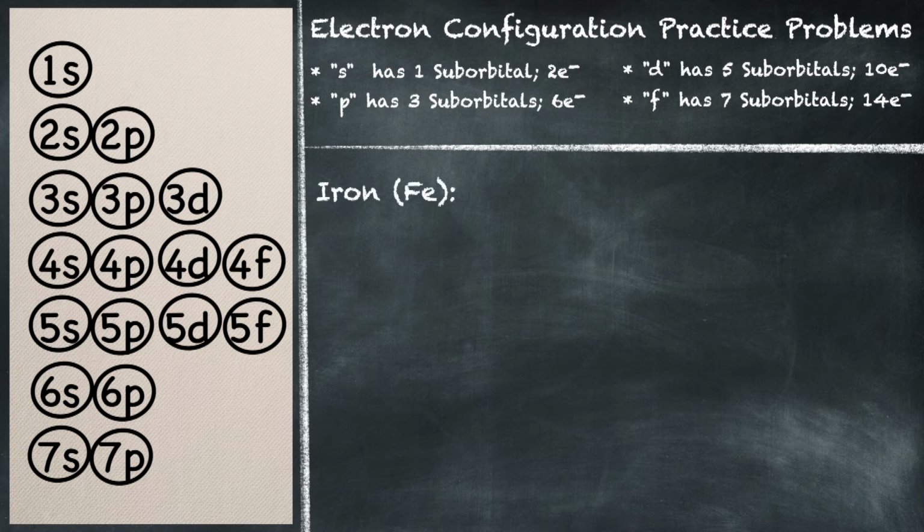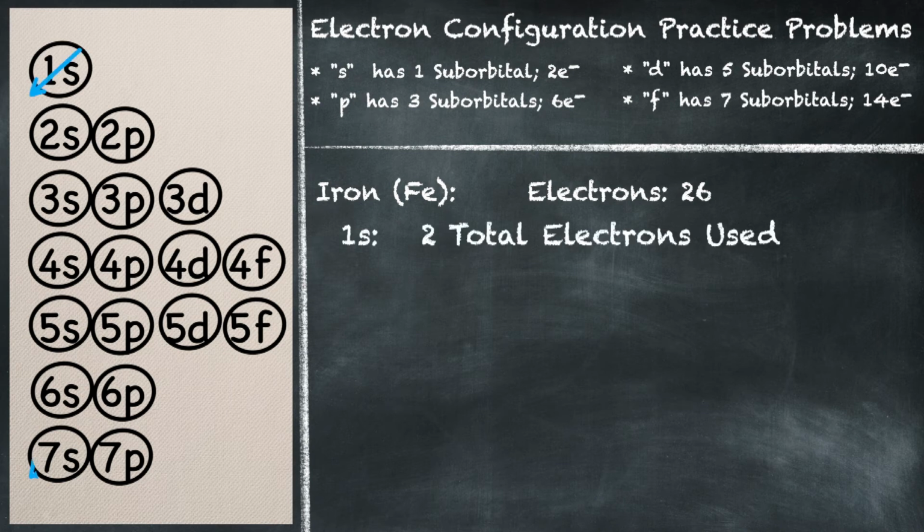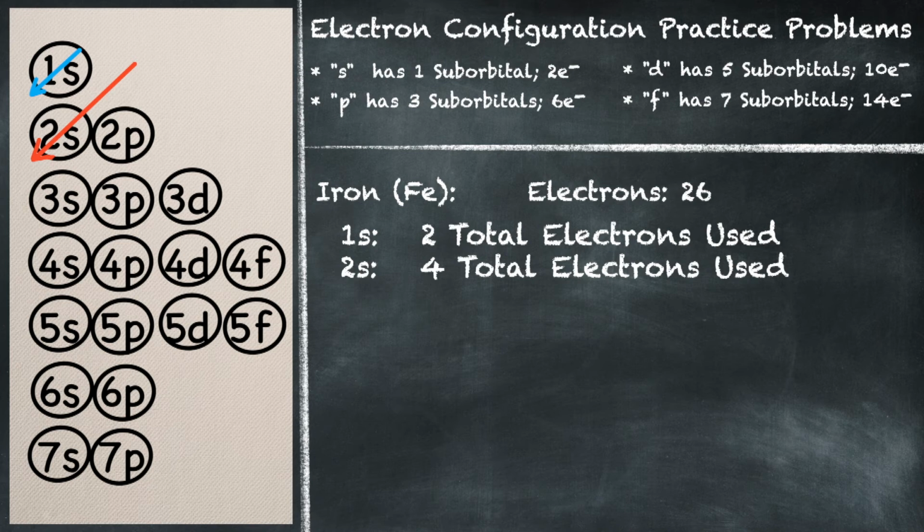So now we go to iron. Iron's a transition metal and it has 26 protons. Since it's neutral, we're going to say it has 26 electrons as well. So starting our way through the electron orbital diagram, we go 1s, that's 2 electrons. 2s, that's 2 more electrons, giving us a total of 4.